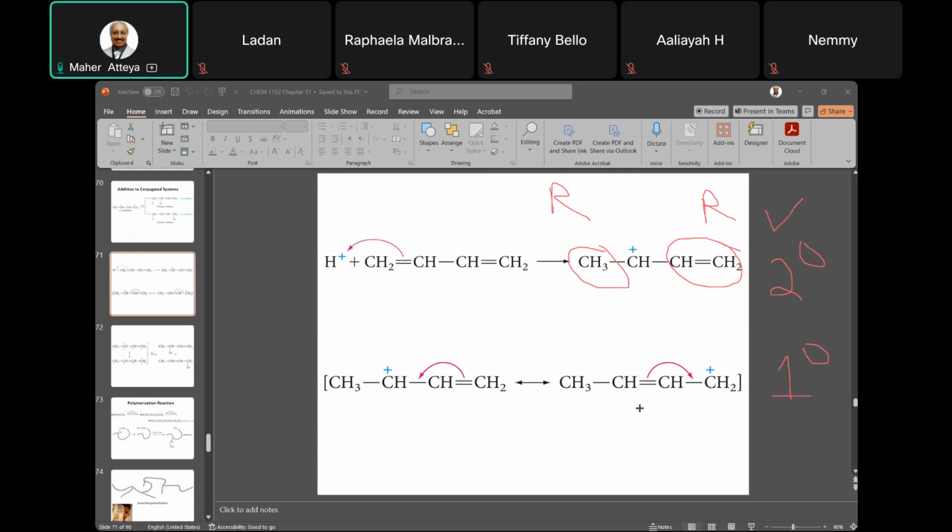Okay, here they show you that you can flip back and forth between them, but according to Markovnikov, the secondary carbocation is more stable than the primary one. Correct? Just to show you the carbocation mechanism. You don't worry about this. Nobody will ask you unless you are going for higher chemistry. Then yes.